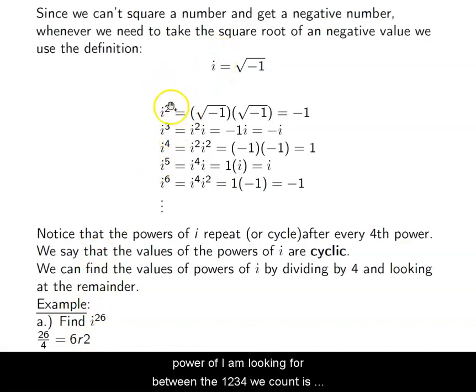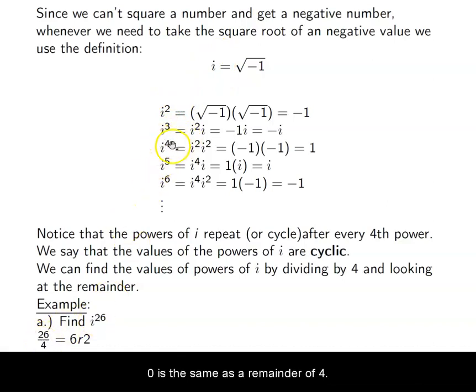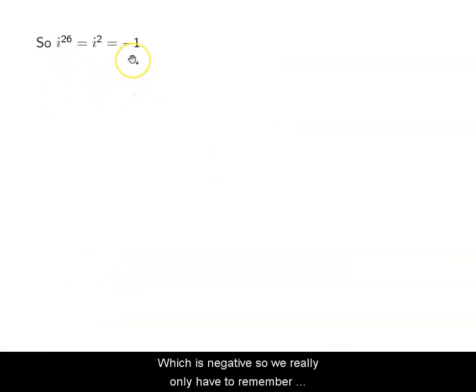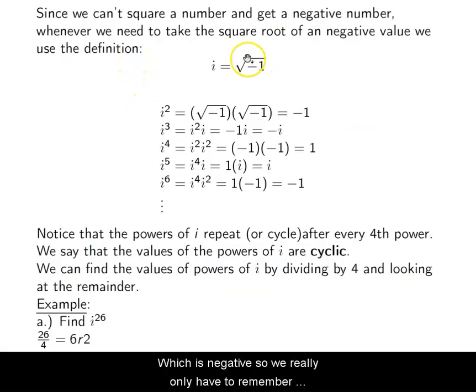That's our indicator for which power of i I am looking for. Between the 1, 2, 3, 4, we count 4 as 0, because a remainder of 4 would mean 4 goes in evenly, right? So 0 is the same as the remainder of 4. So i to the 26th is the same as i squared, which is -1.